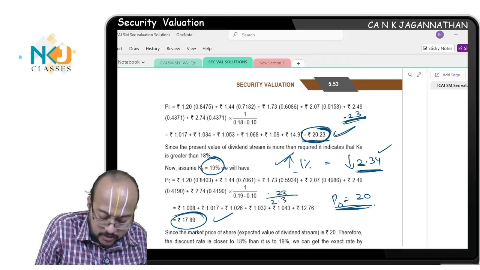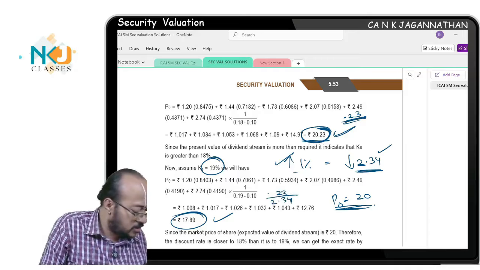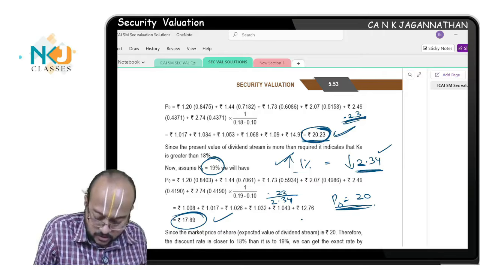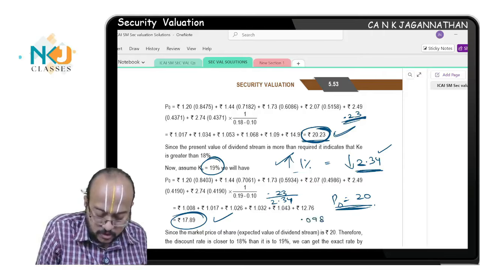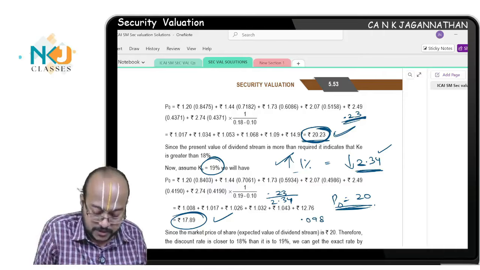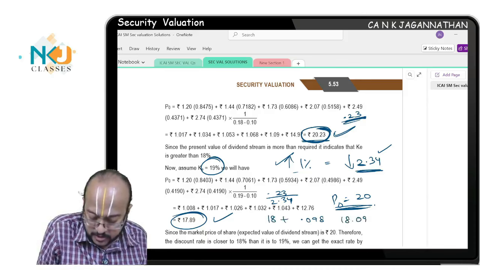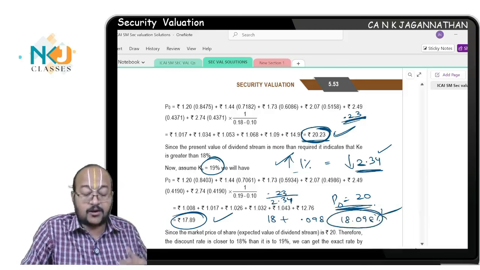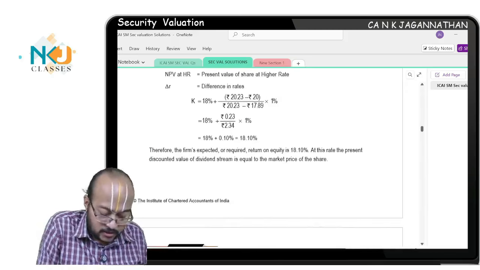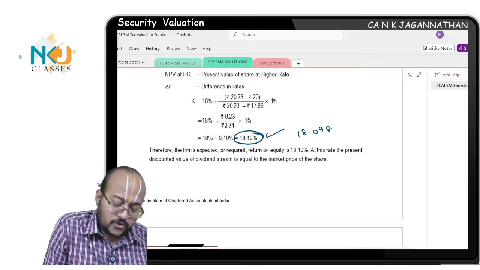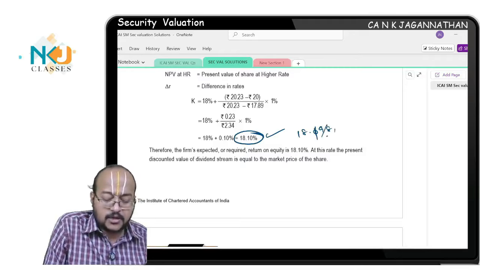Very simple: 0.23 divided by 2.34 is 0.098. This is what you should increase, and not 1%, which means 18% plus 0.098, so 18.098% will be the KE and not 19%. Doing the interpolation, they have found 18.098, and they have rounded it off and found that 18.1% is the KE.